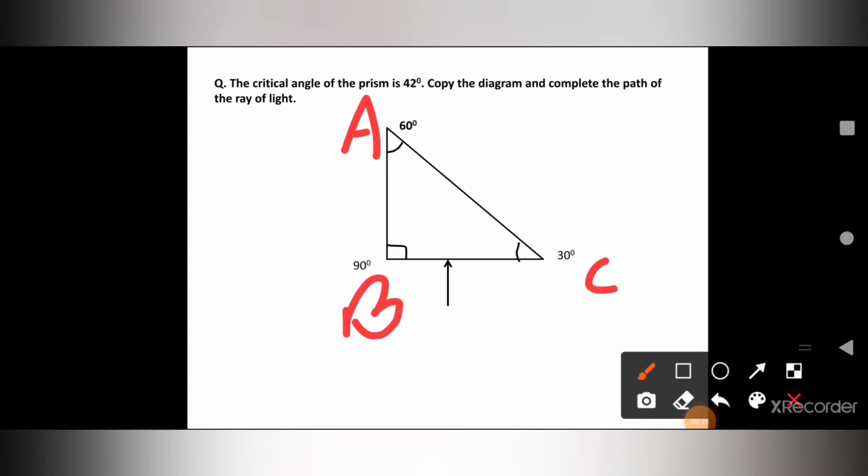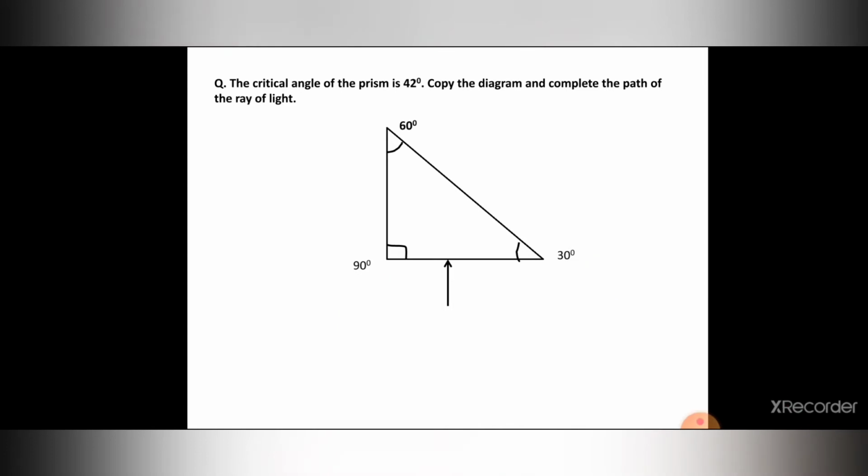As we can see, the ray of light is incident on the surface BC. Now since the ray of light is incident normally, it will pass undeviated. It will go in a straight line because the incidence is normal. After it reaches the second surface, it makes a certain angle with the surface. That angle is 60 degree.